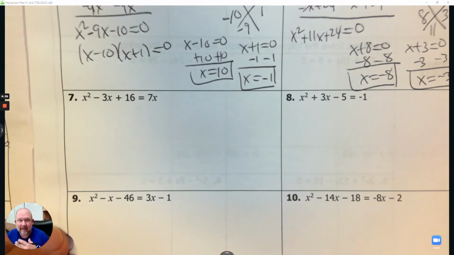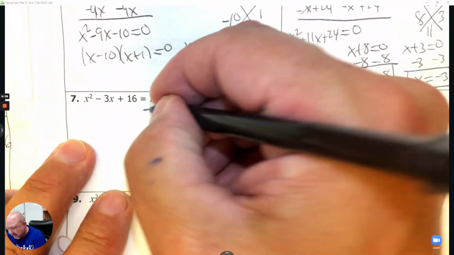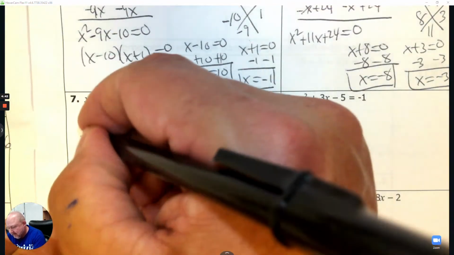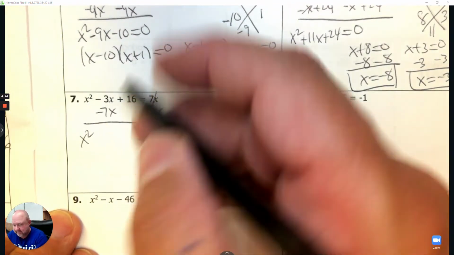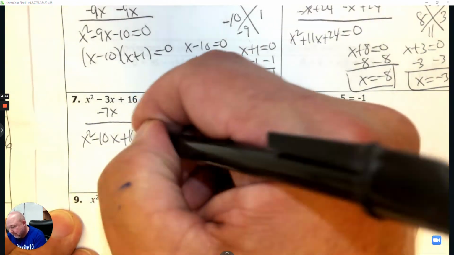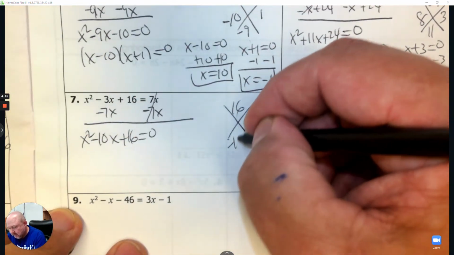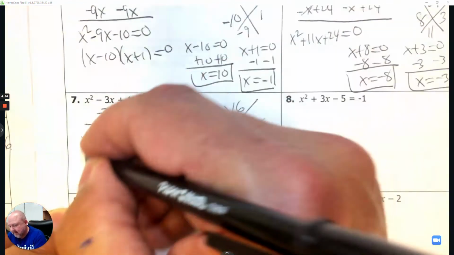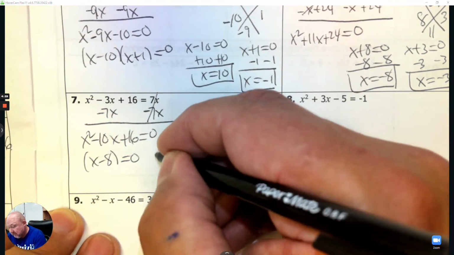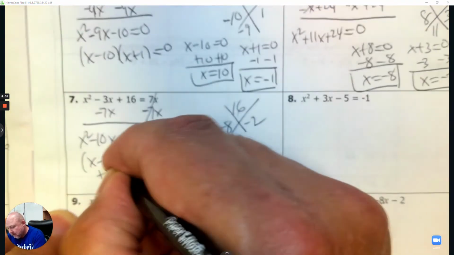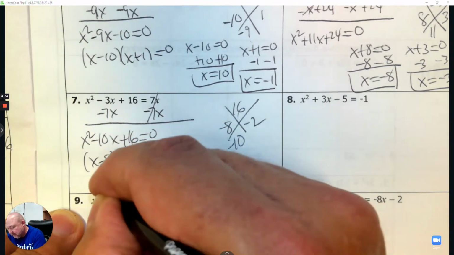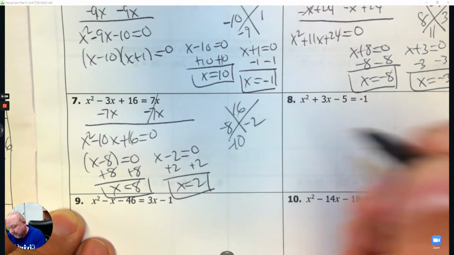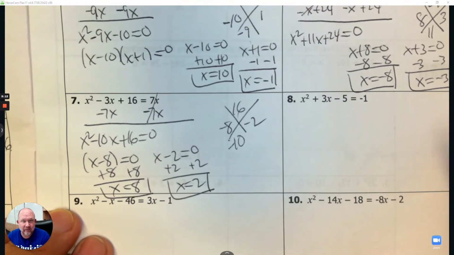Number 7, make it equal to 0 first. So subtract 7x to both sides. Now it's equal to 0. Negative 3 minus 7 is negative 10. And now factor it. So two numbers that multiply to 16 and add to negative 10. So it's negative 8 and negative 2. Take each one equal to 0. In this case, we're going to add 8 to both sides and get the first answer. We're going to add 2 to both sides to get this answer. So one answer is positive 8, another answer is positive 2.